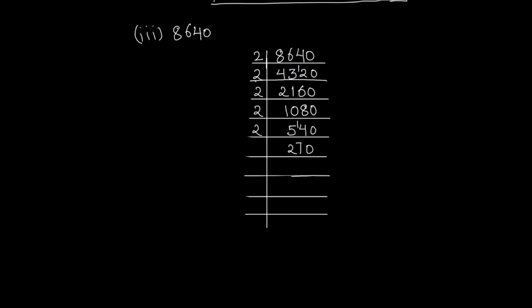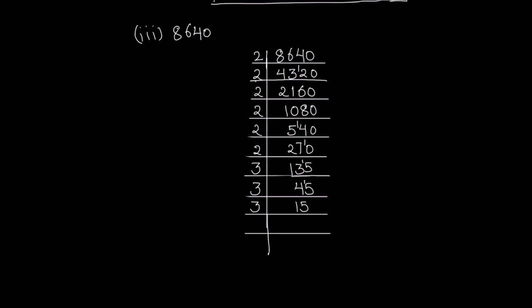Now 270 is also an even number, we can use 2, 2 times 1 is 2, 2 times 3 is 6, 1 is remainder, this becomes 10, 2 times 5 is 10. Now 135 is not divisible by 2, it is an odd number, so we'll use 3 to divide, 3 times 4 is 12, 1 is remainder, this becomes 15, 3 times 5 is 15. 3 times 1 is 3, 1 is remainder, this becomes 15, 3 times 5 is 15.